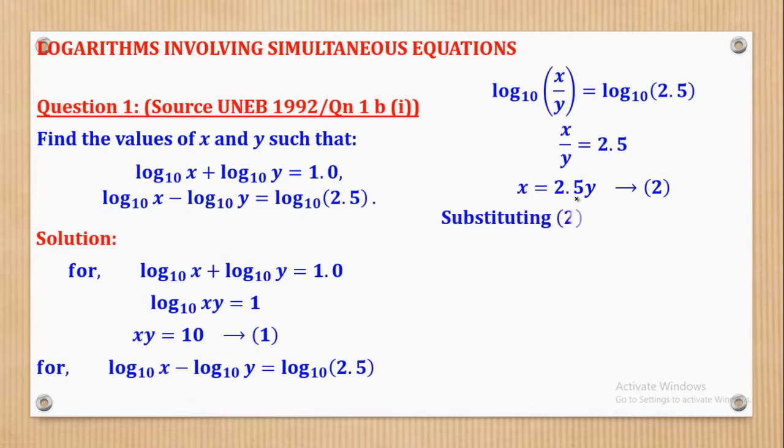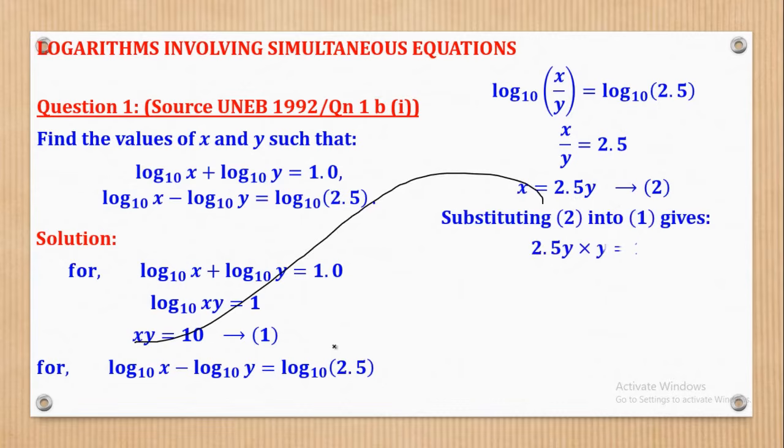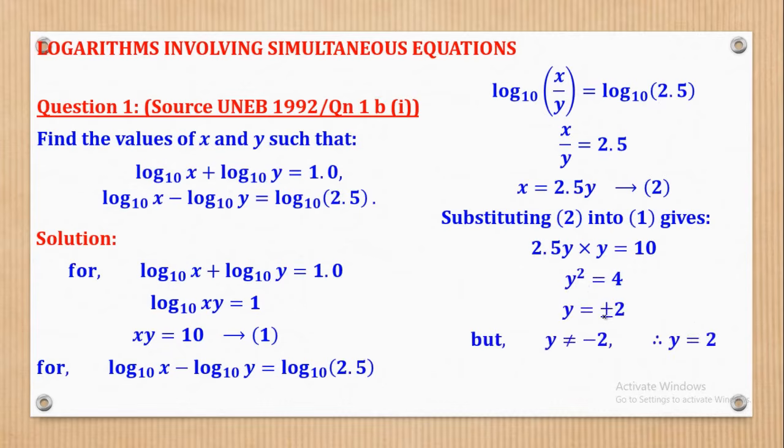Now I have two equations and two unknowns, so substituting equation 2 into equation 1 will give you that. Y squared, so divide both sides by 2.5, you get y squared equal to 4. Put square root on both sides, y is equal to plus or minus 2. But y cannot be negative, therefore y is equal to positive 2. From equation 2, I can be able to get the value of x, and x will be equal to 5.